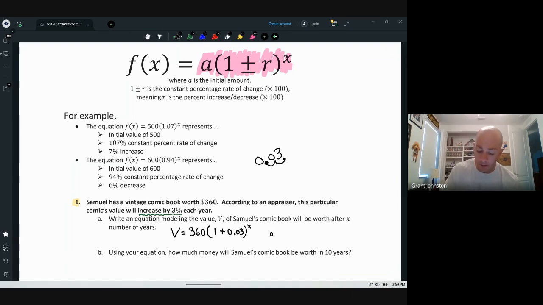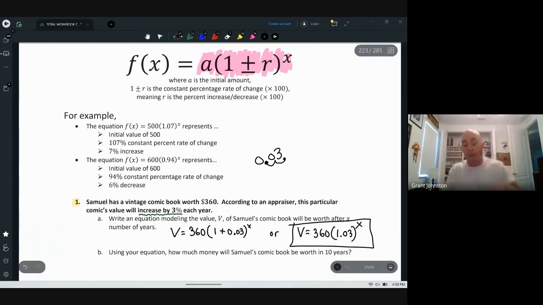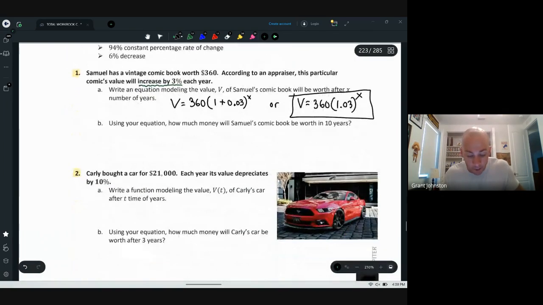But to simplify this, I typically like to write it like this: 360 times 1.03 to the power of x. I'm going to rewrite it like that because 1 plus 0.03 would just be 1.03. So that's going to show an increase of 3%. That's growth, right? And it's growth because that base in the parentheses is greater than 1. So if we keep multiplying by 1.03, it's going to increase. So that would be the function.